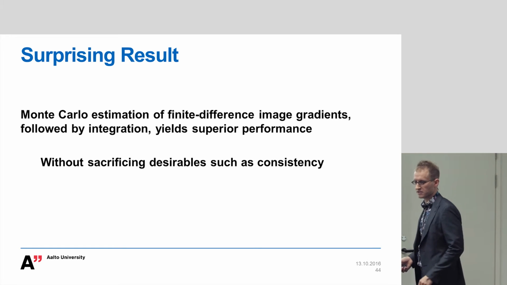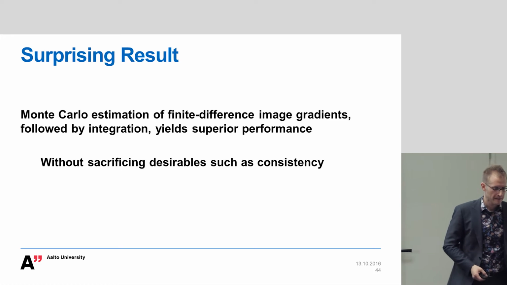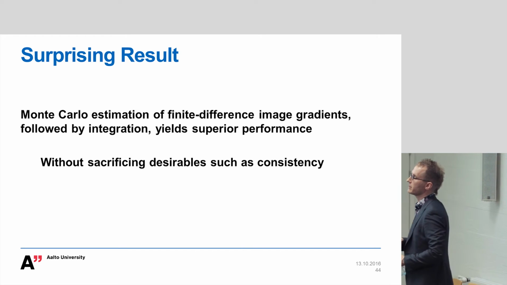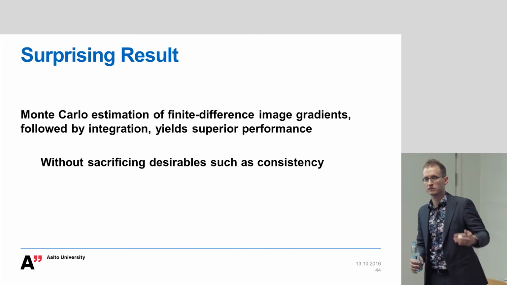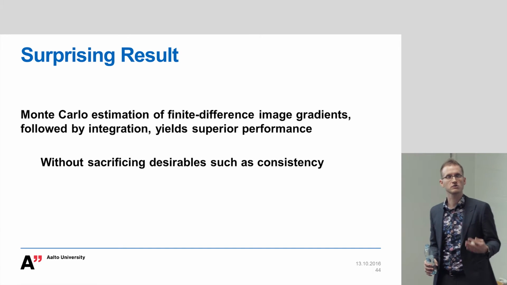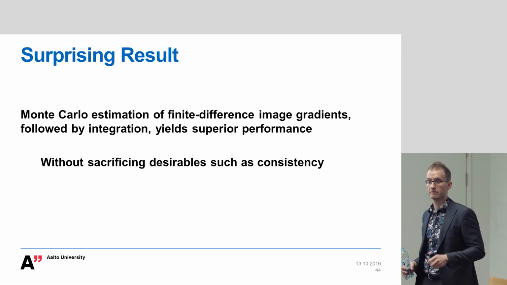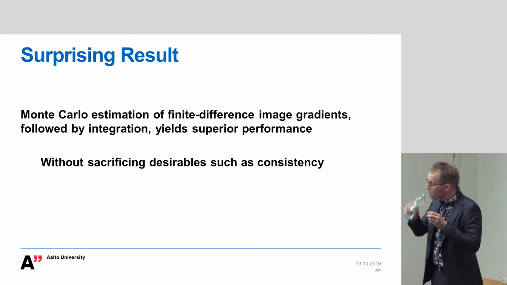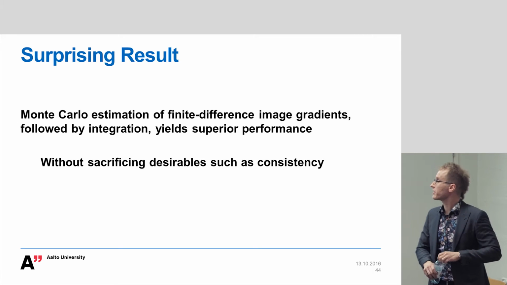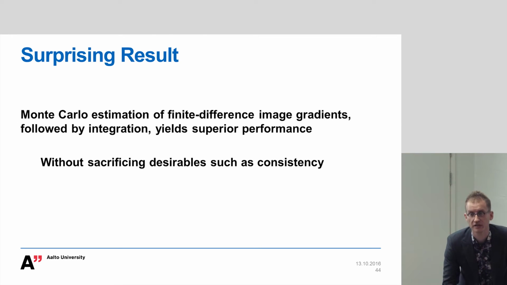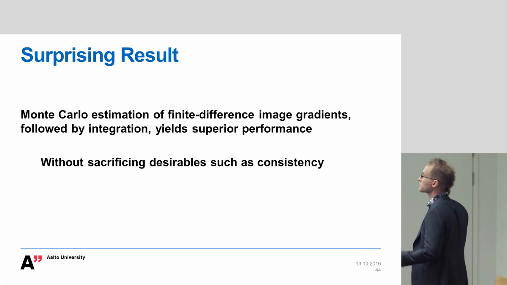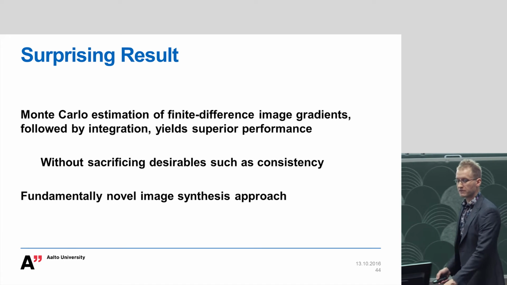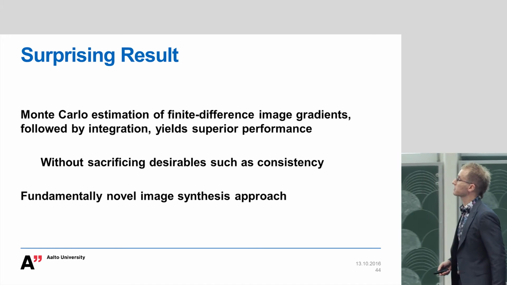So this result is really highly surprising. It turns out that estimating the finite difference image gradients and then integrating those gradients yields far superior performance per unit of time when you run this algorithm. Excuse me, or when you compare it to standard algorithms. And it still shares all the nice properties of the original algorithms. It's consistent, meaning you get the right answer in the limit and so forth. And so it is really a fundamentally new way of rendering realistic pictures.